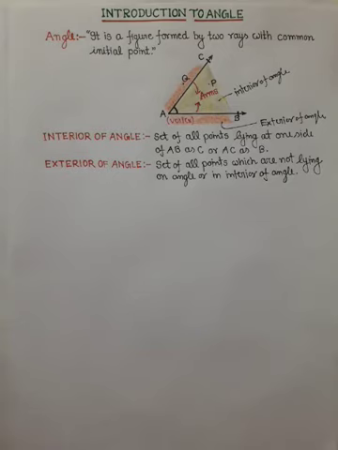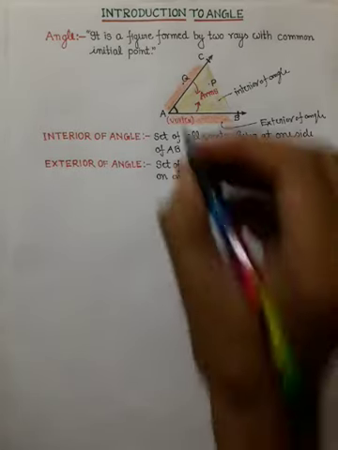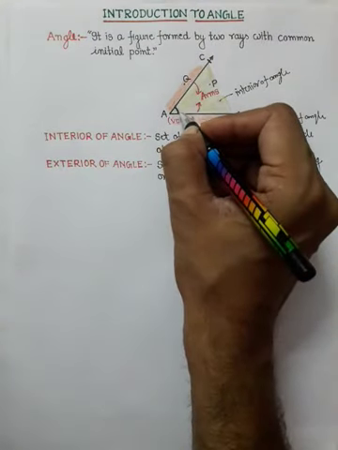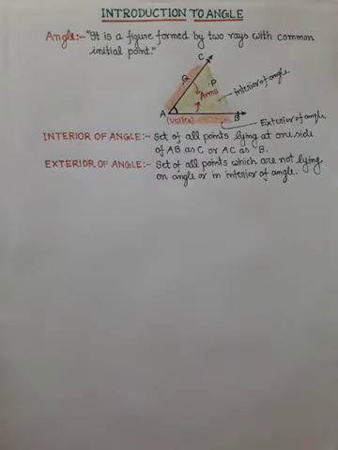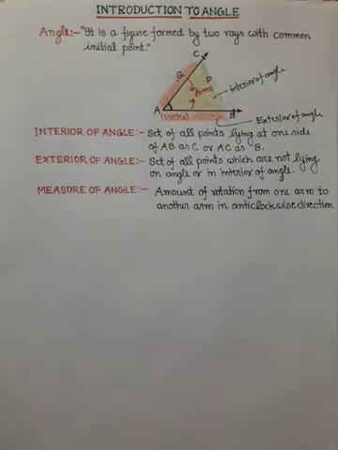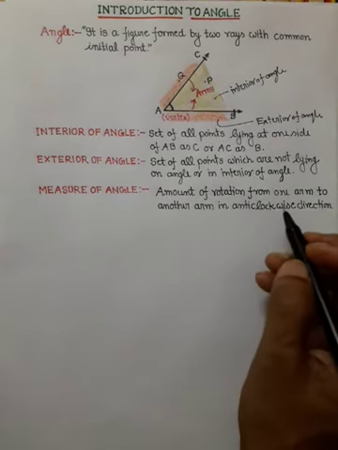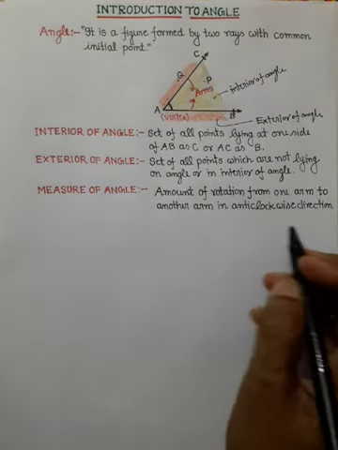So here we can say that the amount of rotation of angle, here the amount we rotate to take ray AB to AC, this is the rotation. This rotation is considered as the measure of angle. So here we can define the measure of angle like this. Measure of angle is considered as the amount of rotation from one arm to another arm in anti-clockwise direction.